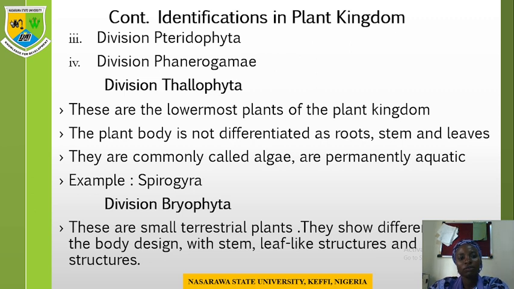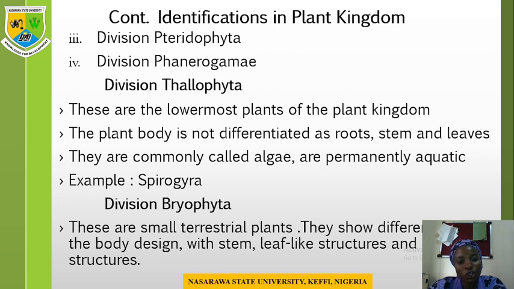Let's talk about division Thallophyta. These are the lowest or lowermost plants of the plant kingdom. The plant body is not differentiated as roots, stem, and leaves. They are commonly called algae. They live mostly around the swampy environment, aquatic environment. Example of such is Spirogyra.